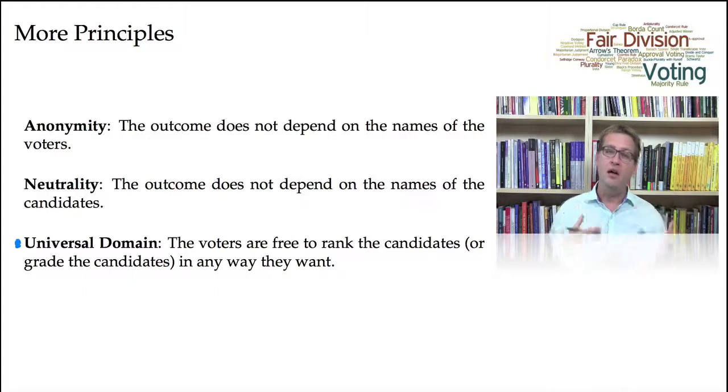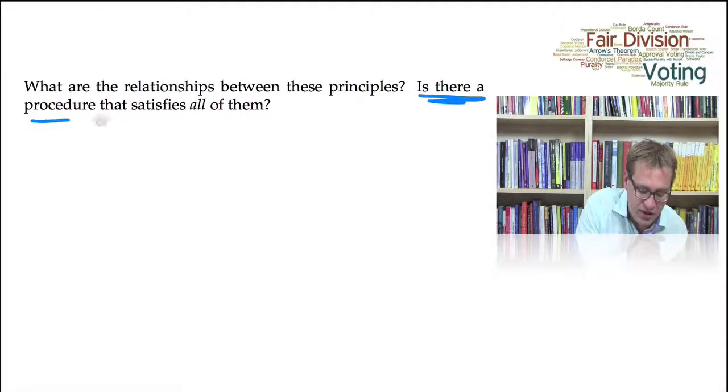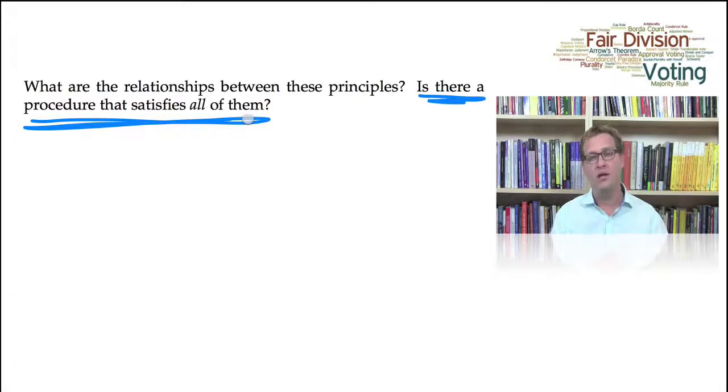So we have a number of desirable group principles, and we've seen lots of different voting methods. We've seen that some voting methods don't satisfy some of the principles. So here's a general question. What exactly is the relationship between all of these principles? And can we find a procedure that actually satisfies all of them? If we could, then we could identify that voting method and say that in a certain sense, that's the best voting method overall.